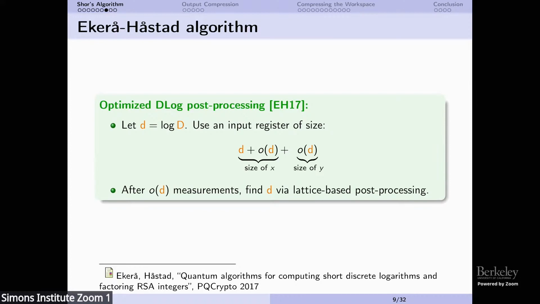If your discrete log is of bit size little d, your input register will be of size this for the part x and this for the part y. Intuitively, this is the least you can do to have some wrapping of the values and to get this nice interference. You can't do much better than this, and it turns out that doing this is enough to get sufficient interference to get information about the period.